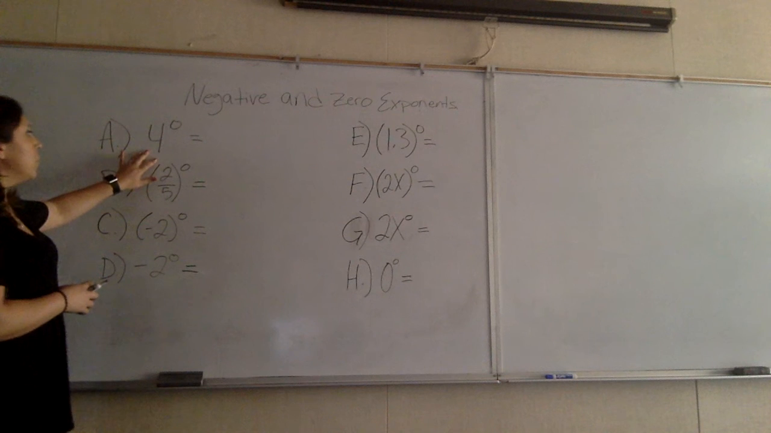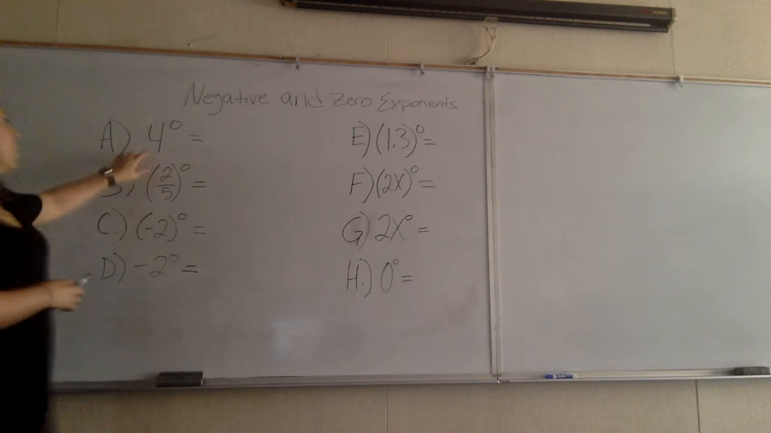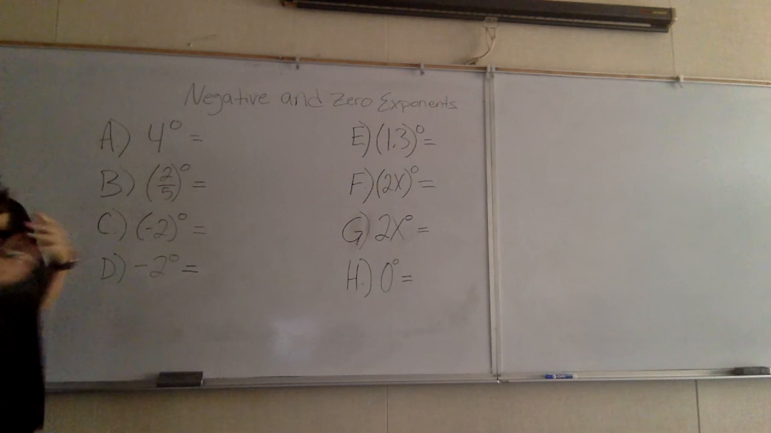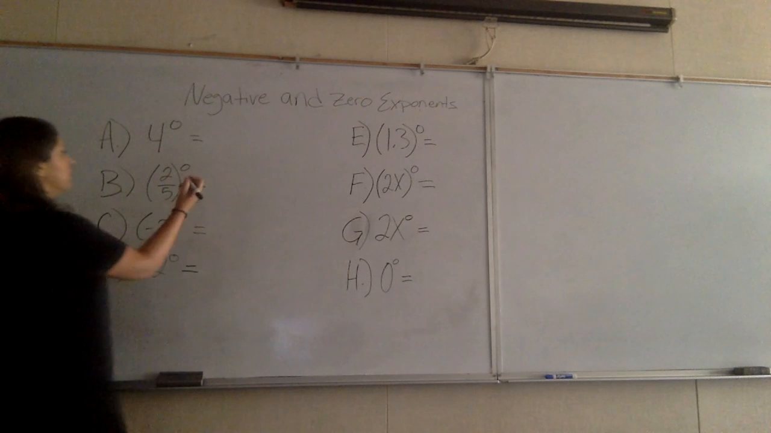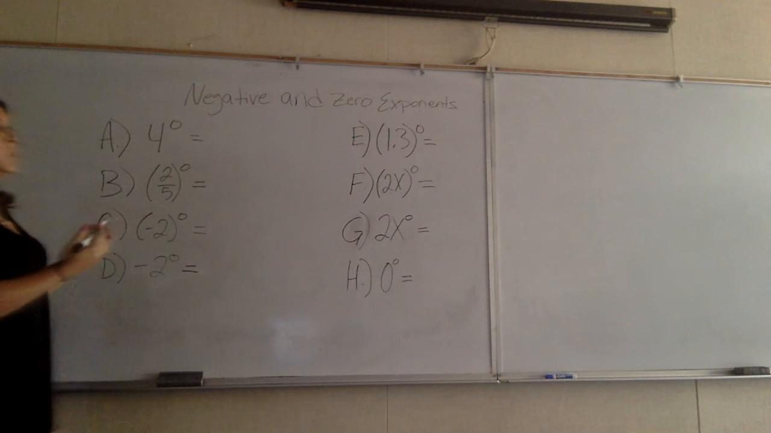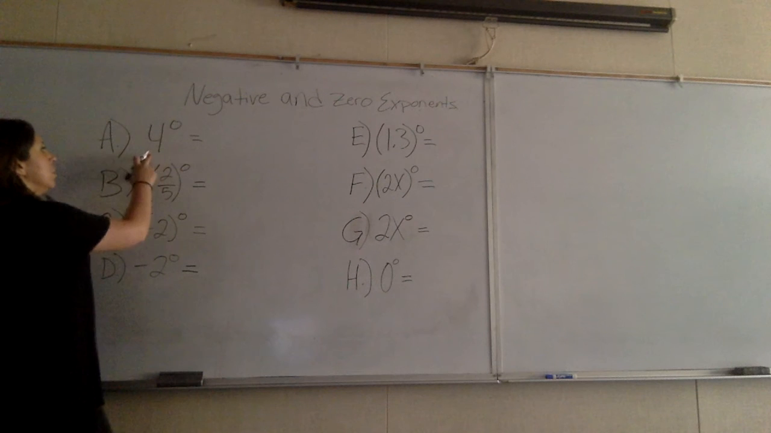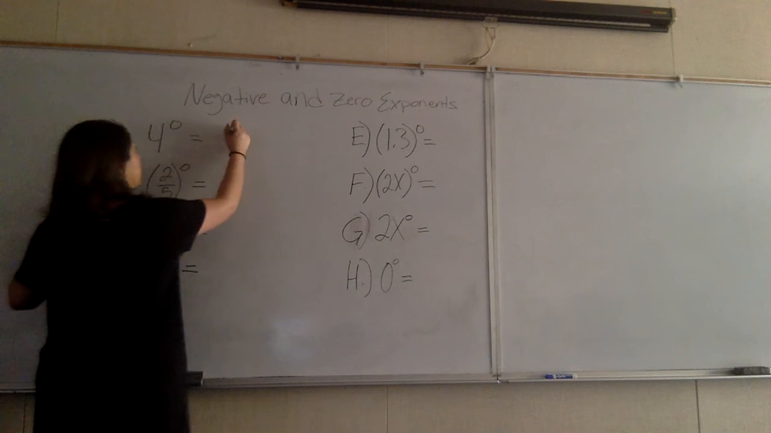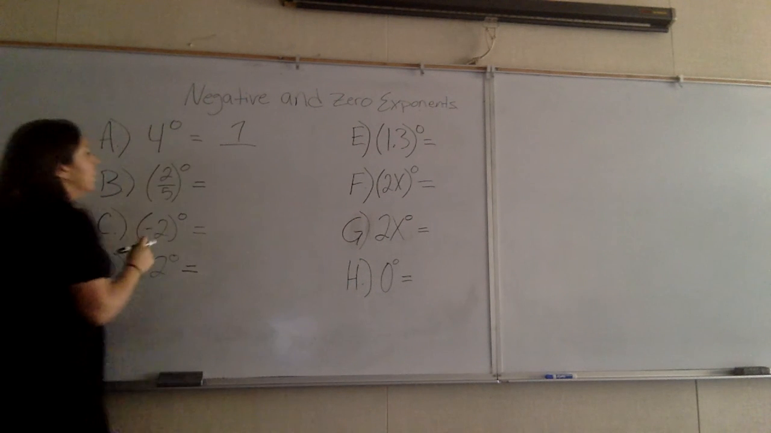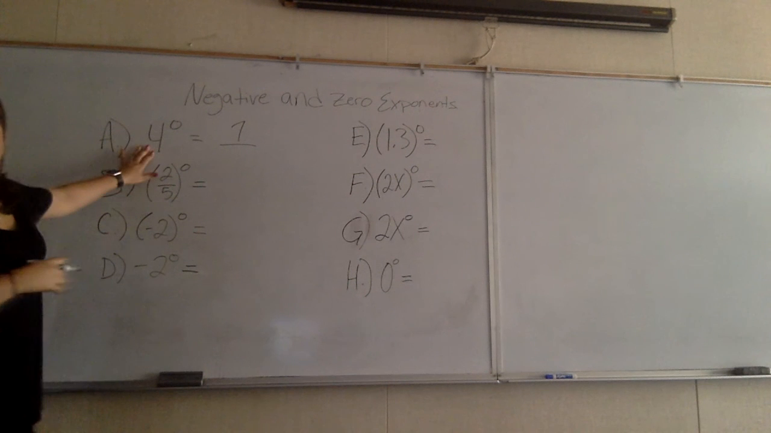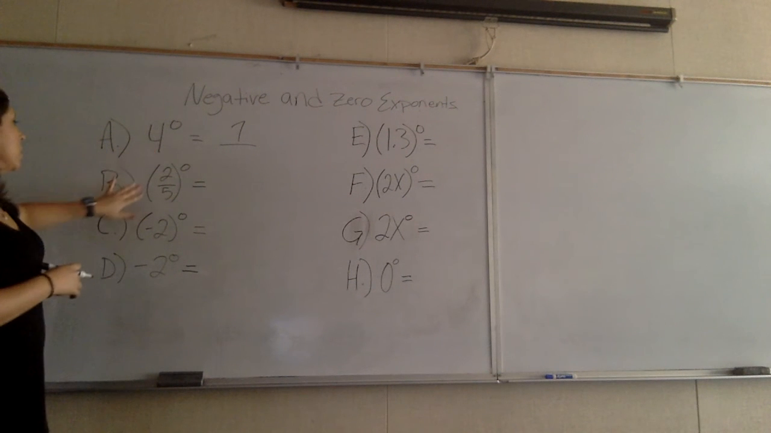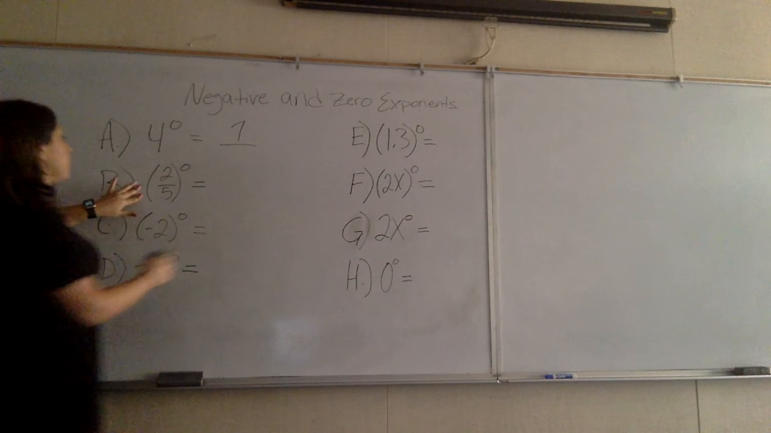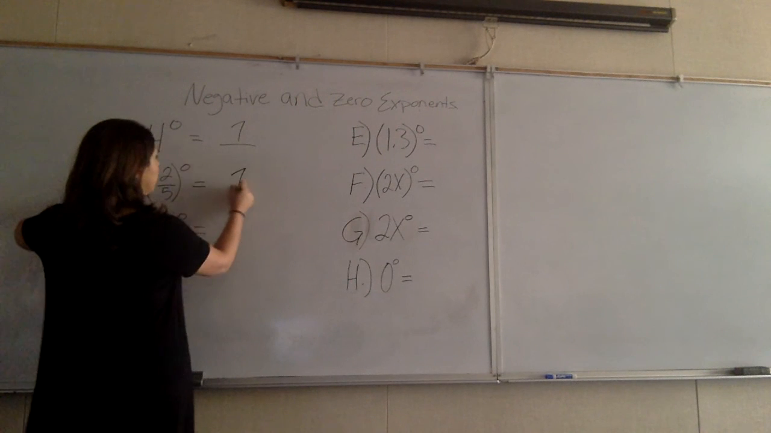So if I have 4 to the 0, 4 to the 0 is going to give me what? Well, like my intro said, any number to the 0 power should give me a 1. So any whole number should give me 1. If I have a fraction to the 0, that should also give me 1.